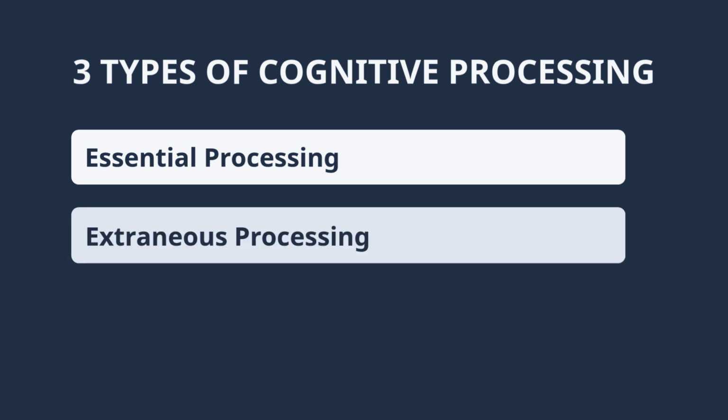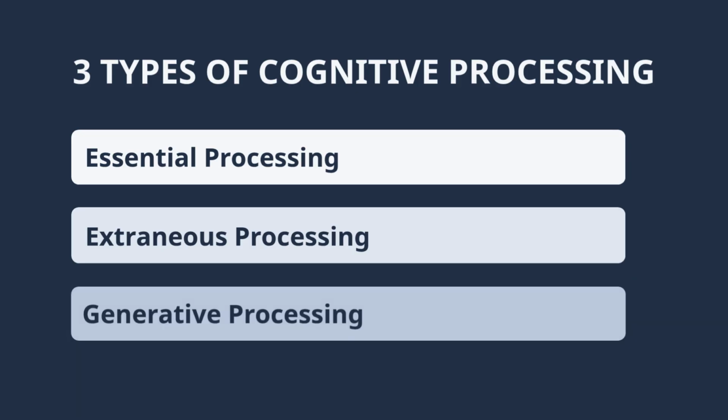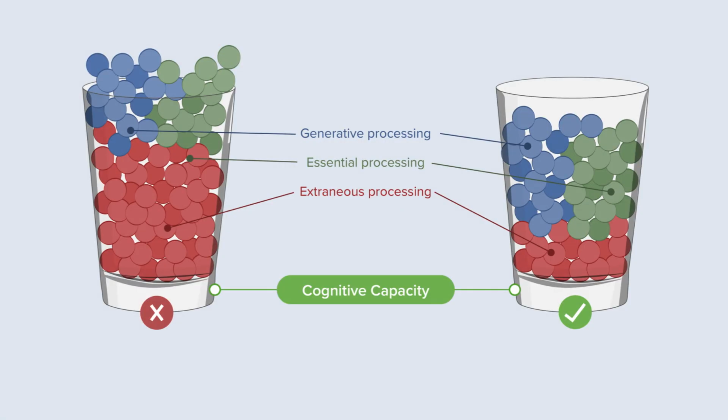The second is extraneous processing. This refers to mental effort spent on things that do not contribute to learning, often because of poor design choices. And the third is generative processing. This is the effort learners invest in making meaning, building connections, and creating lasting understanding. As educators, our goal is simple: reduce extraneous processing, manage essential processing, and encourage generative processing.